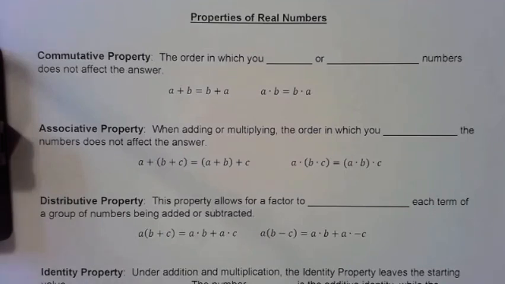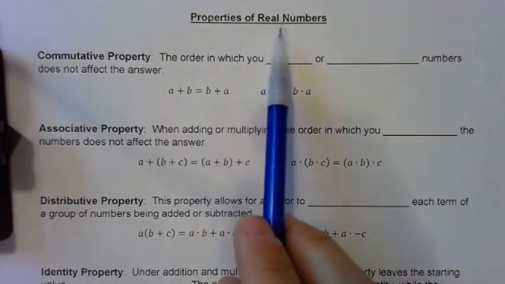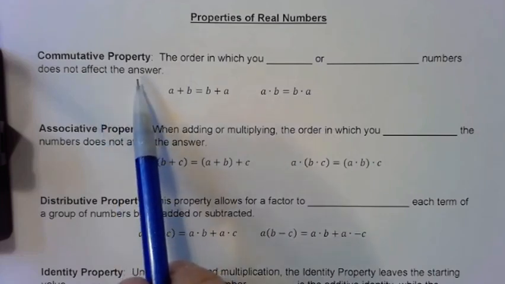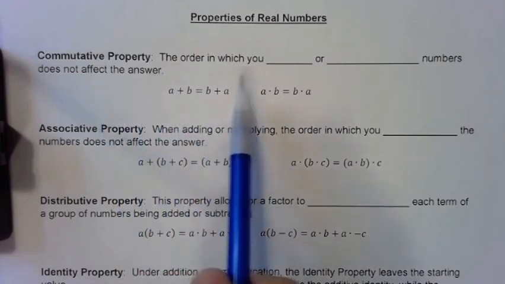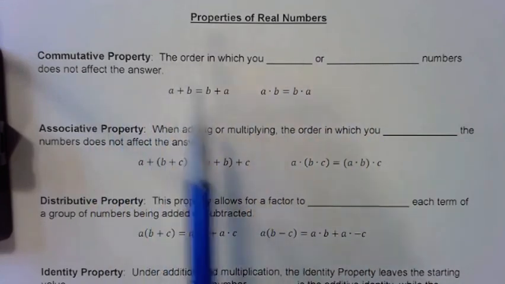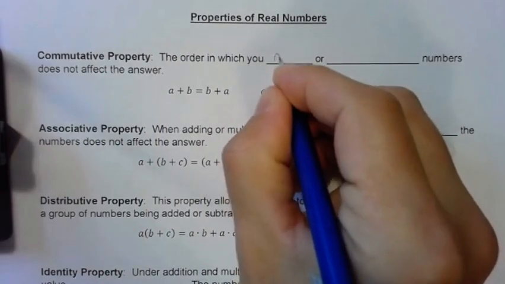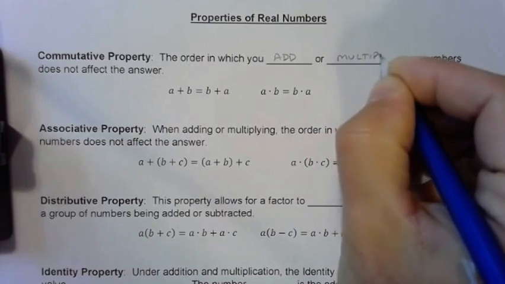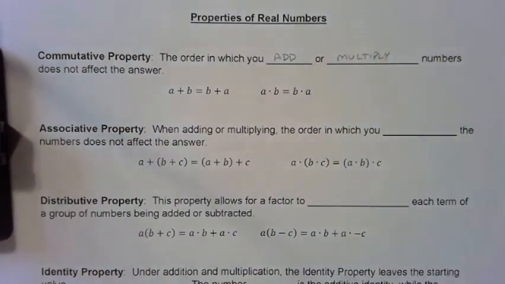In the final part of our lesson, we're going to review the properties of real numbers, starting with the commutative property. The commutative property says that the order in which you add or multiply numbers does not affect the answer. Okay, well, the order in which you add two numbers or multiply two numbers does not affect the answer.